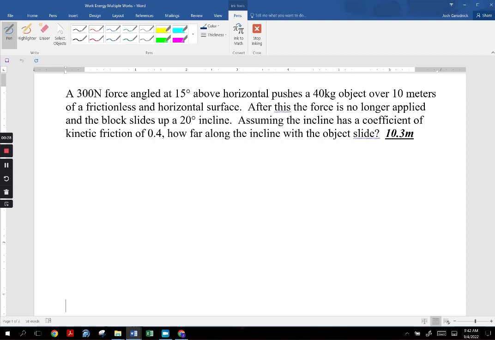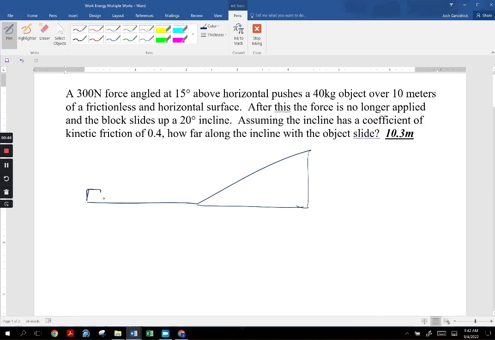This is a scenario where something is pushed across a frictionless surface and then it goes along an incline, and you want to know how far it goes up the incline. So if I were to draw this out really quick, it looks something like this. And there we go. That's beautiful.